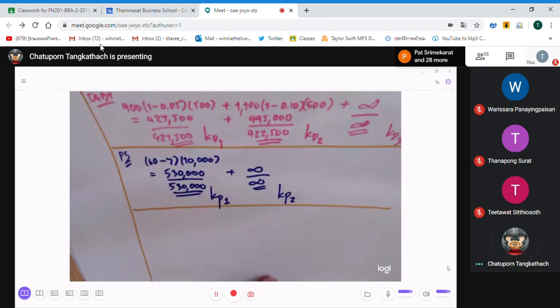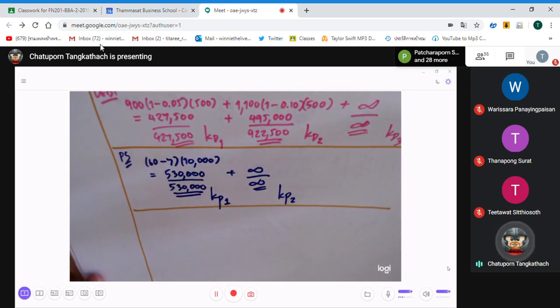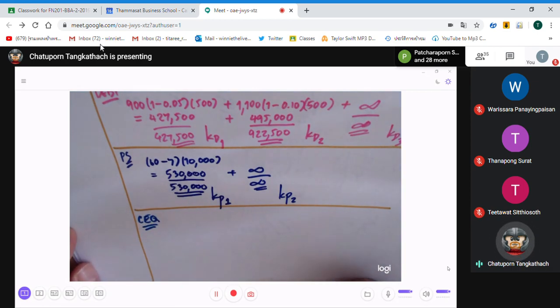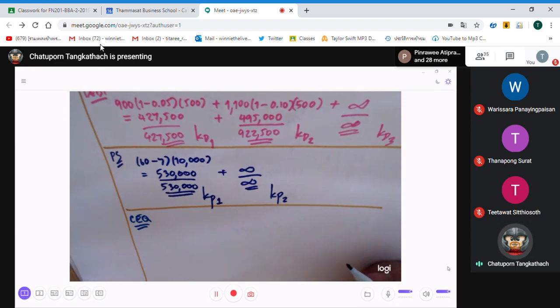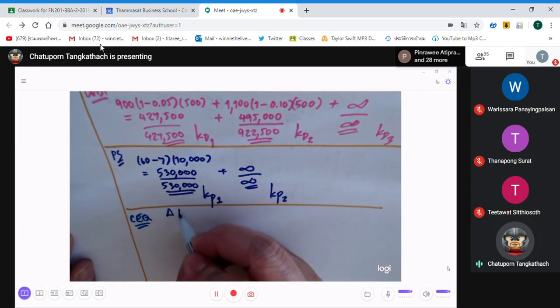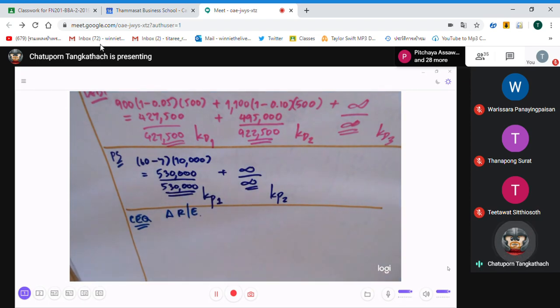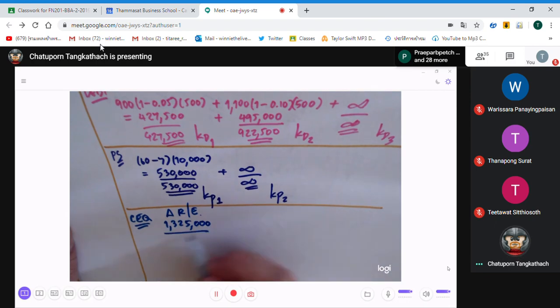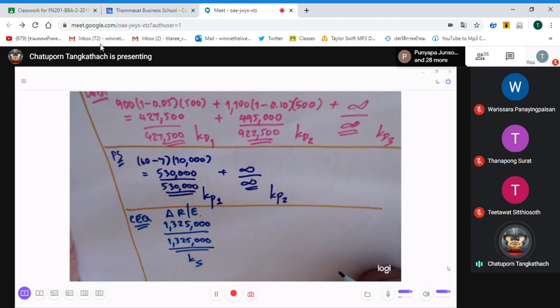Now, another source of funds that the firm may get is common equity. For common equity, please remember that the first amount the firm will get must come from retained earnings, or additions to retained earnings. If you go back to read the information in the case, you will see that for retained earnings, the firm expects an addition to retained earnings this year of 1,325,000. And the cost of common equity for this must be KS, or cost of retained earnings.